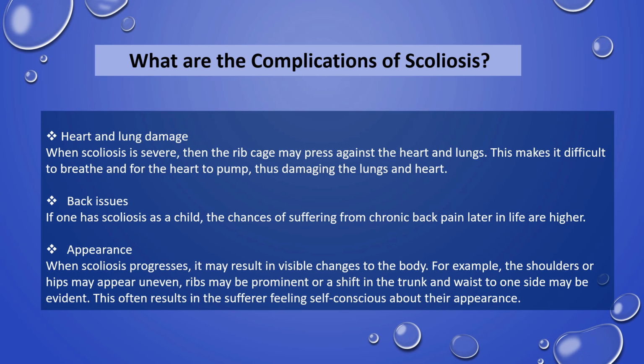Appearance. When scoliosis progresses, it may result in visible changes to the body. For example, the shoulders or hips may appear uneven, ribs may be prominent, or a shift in the trunk and waist to one side may be evident. This often results in the sufferer feeling self-conscious about their appearance.